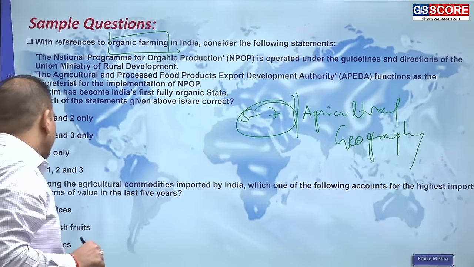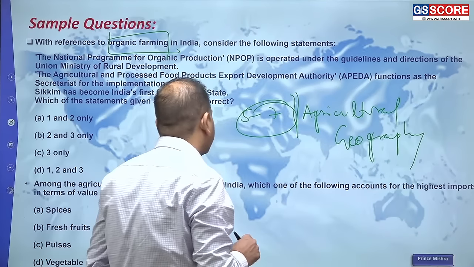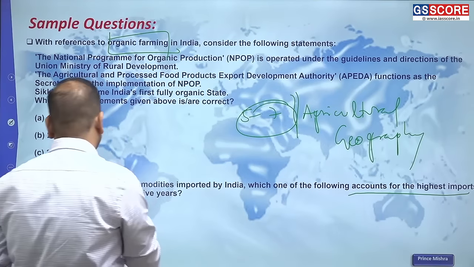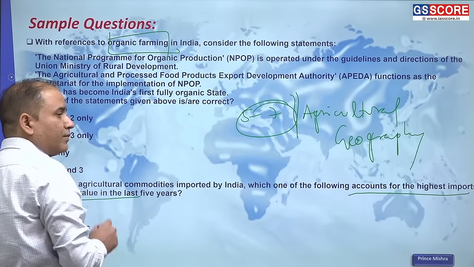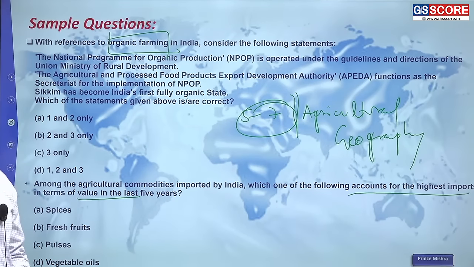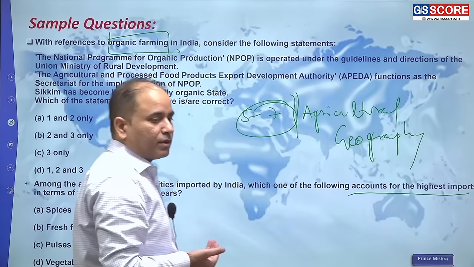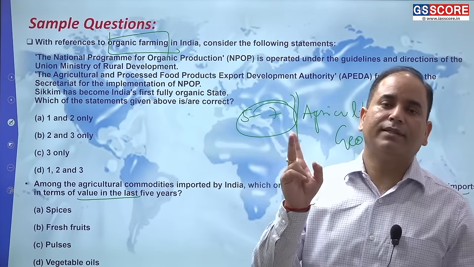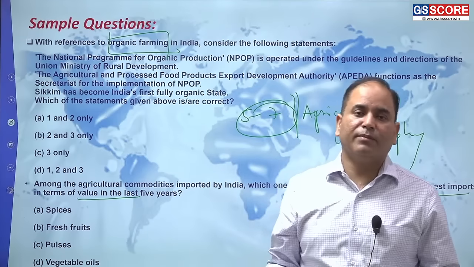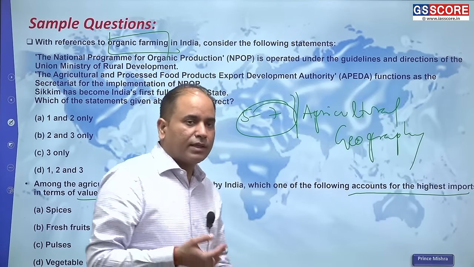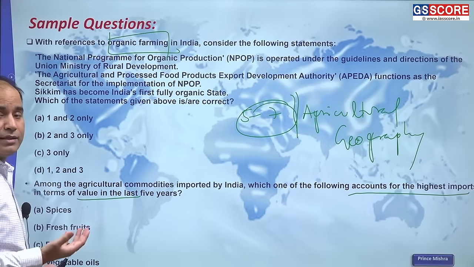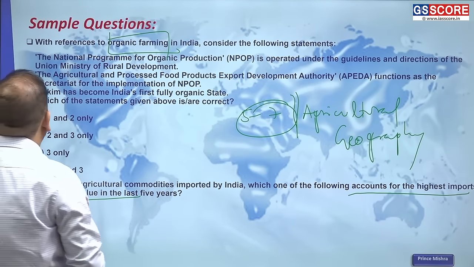One more question. Among the agricultural commodities imported by India, which one of the following accounts for the highest import in terms of value in the last 5 years? So for that you need to know the agricultural dynamics. India is self-sufficient in most of the agricultural produce, barring 2 products, that is oil seeds and pulses. So we import oil seeds and pulses also, but if you talk in economic terms of value, obviously our import of oils is higher.